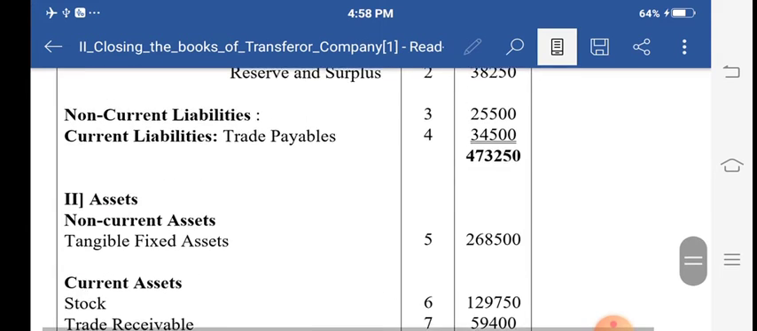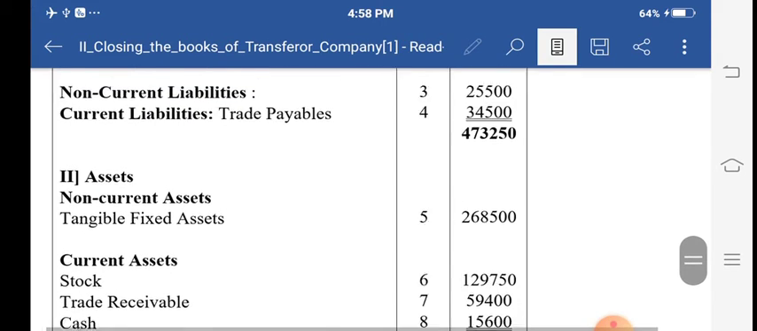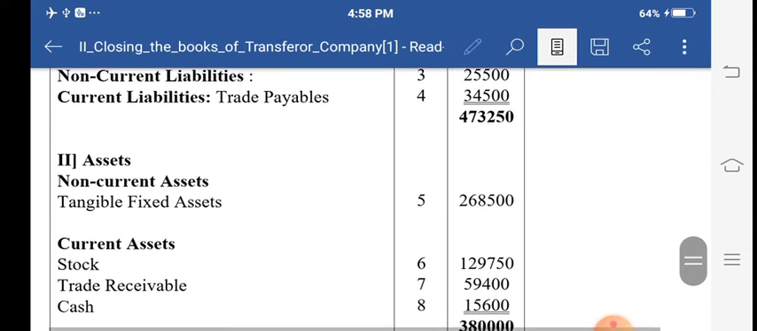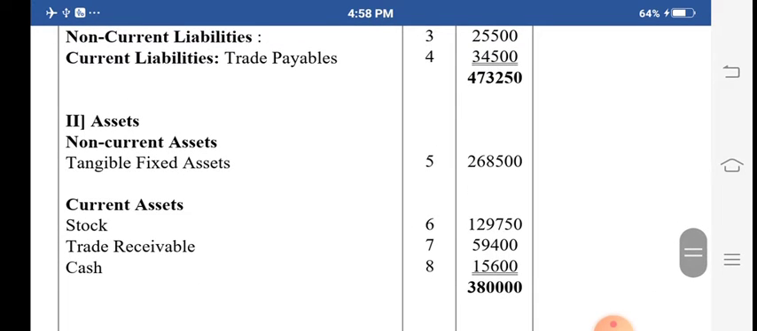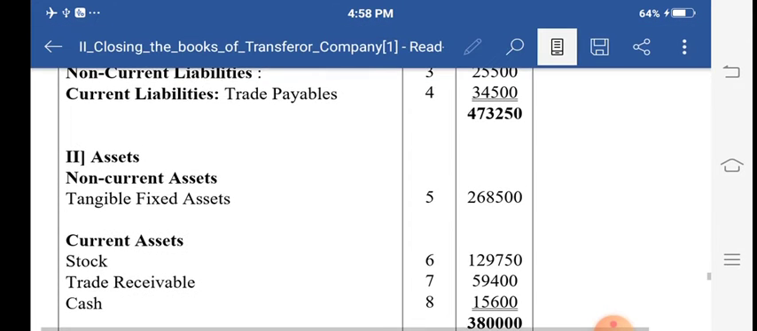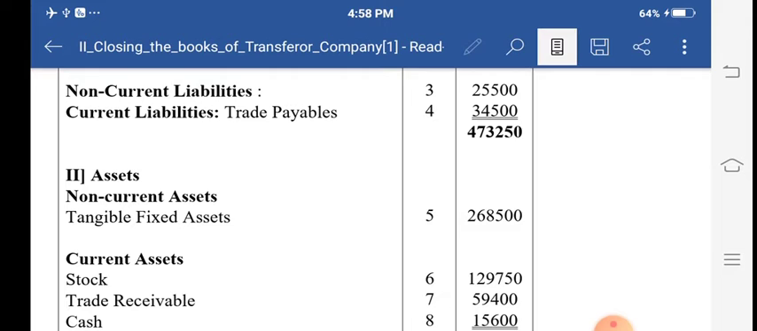Sorry, here by mistake the amount 3,80,000 is actually wrong. So the total will be 2,68,500 plus 1,29,750 plus 59,400 plus 15,600. The total will be 4,73,250 rupees. Like this you have to make the tally of the problem.